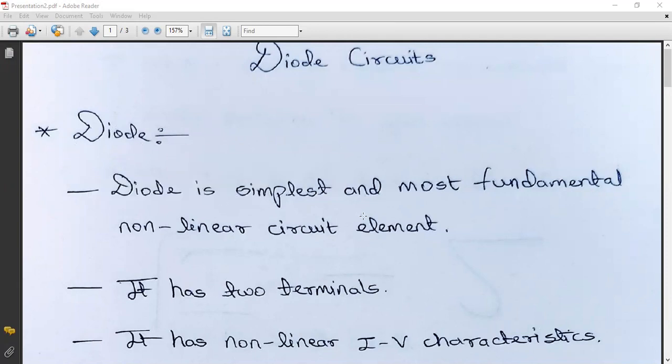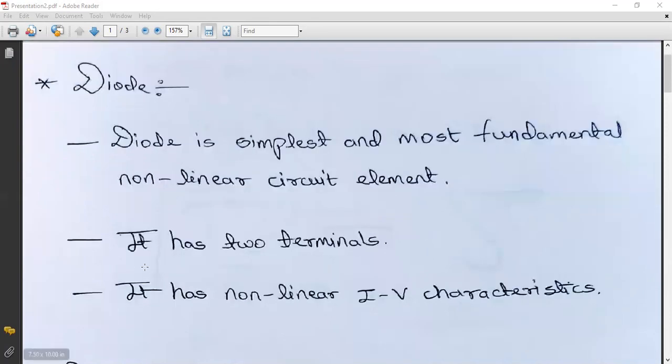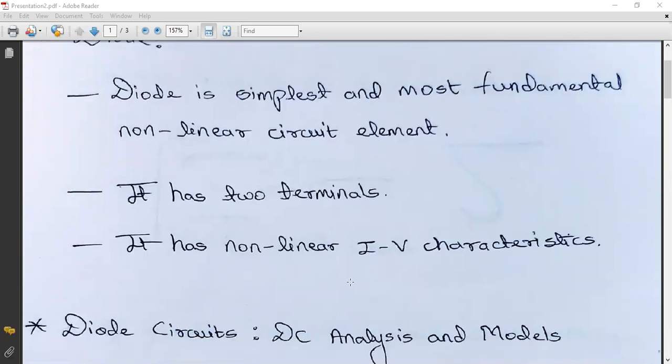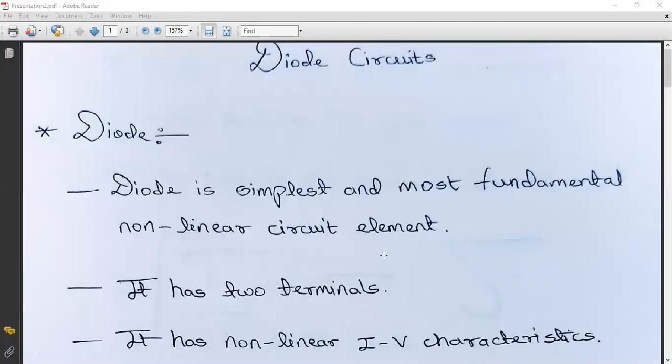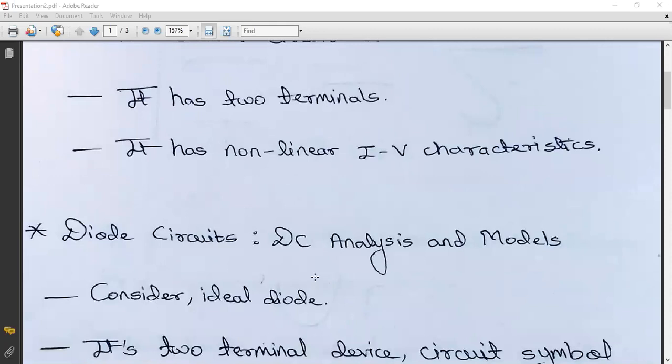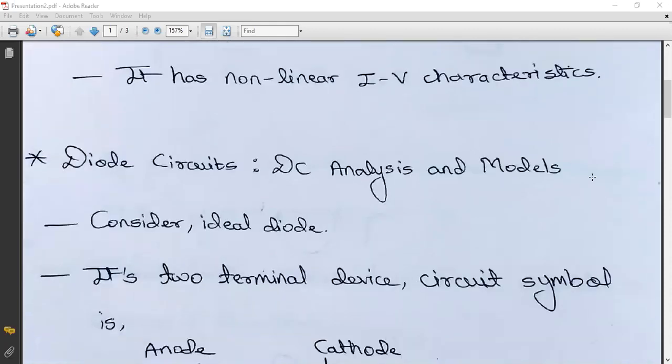The diode is the simplest and a very fundamental non-linear circuit element. Non-linear means what? That current and voltage do not follow each other. Also, the diode is a two terminal device. While seeing its symbol, we are going to see more details of it. It also has nonlinear current voltage characteristics. Now let us see the diode circuits, DC analysis and its models.